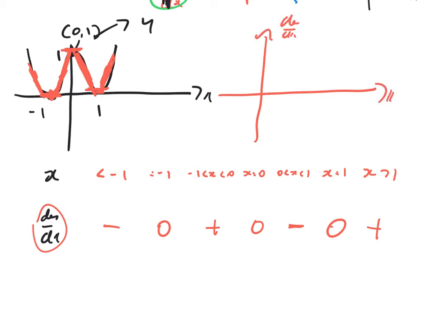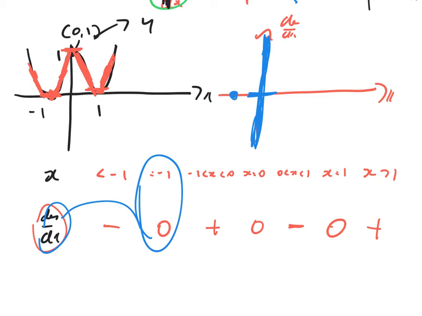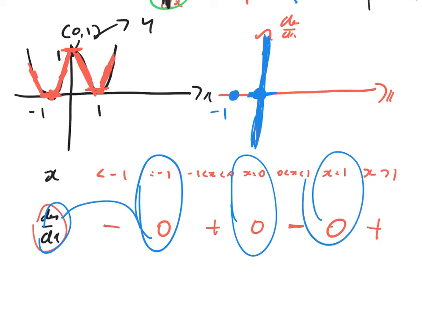So remember that this vertical line now is a measurement of gradient. It's positive gradient up here, negative gradient down here, and 0 gradient here. Okay, so 0 gradient first occurs at x equals -1. It then occurs again at x equals 0. And it finally occurs again at x equals 1.